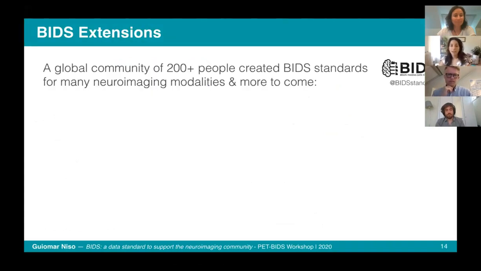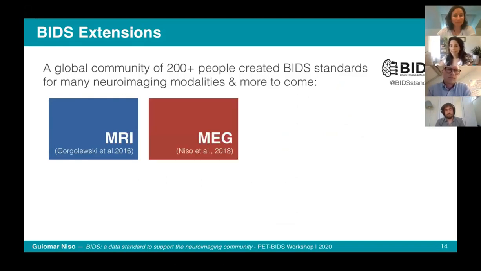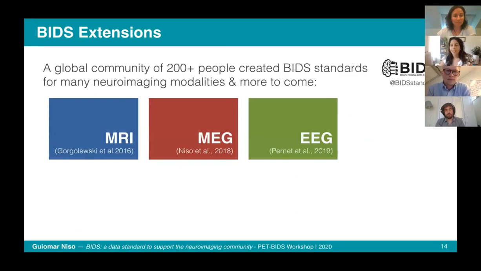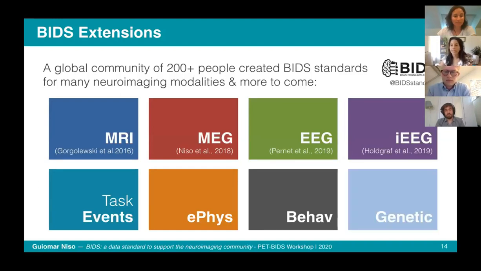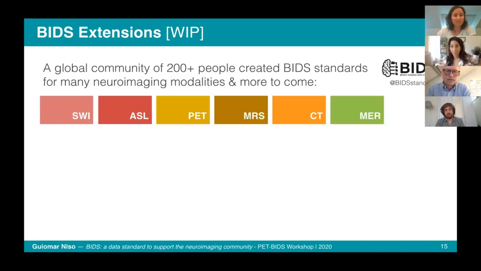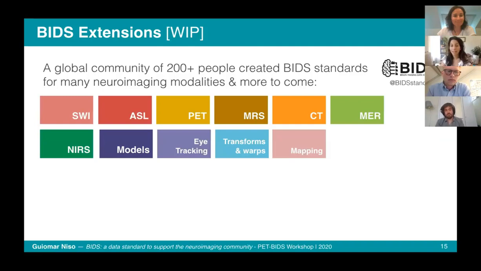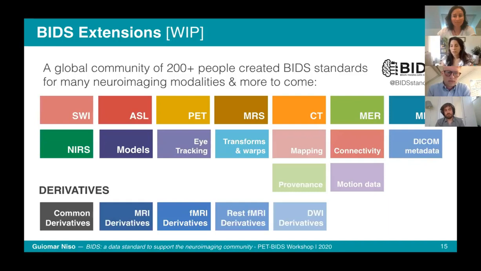And there's a global community of over 200 people that created BIDS for many neuroimaging modalities, and many more to come. It all started in Stanford with MRI in 2016, and then very soon it got extended to MEG, and then to EEG, intracranial EEG, task events, electrophysiology, behavioral, genetics, and there's a super long list of working projects like PET that hopefully some could be merged into the main specification. And please, you are really welcome to join and contribute.